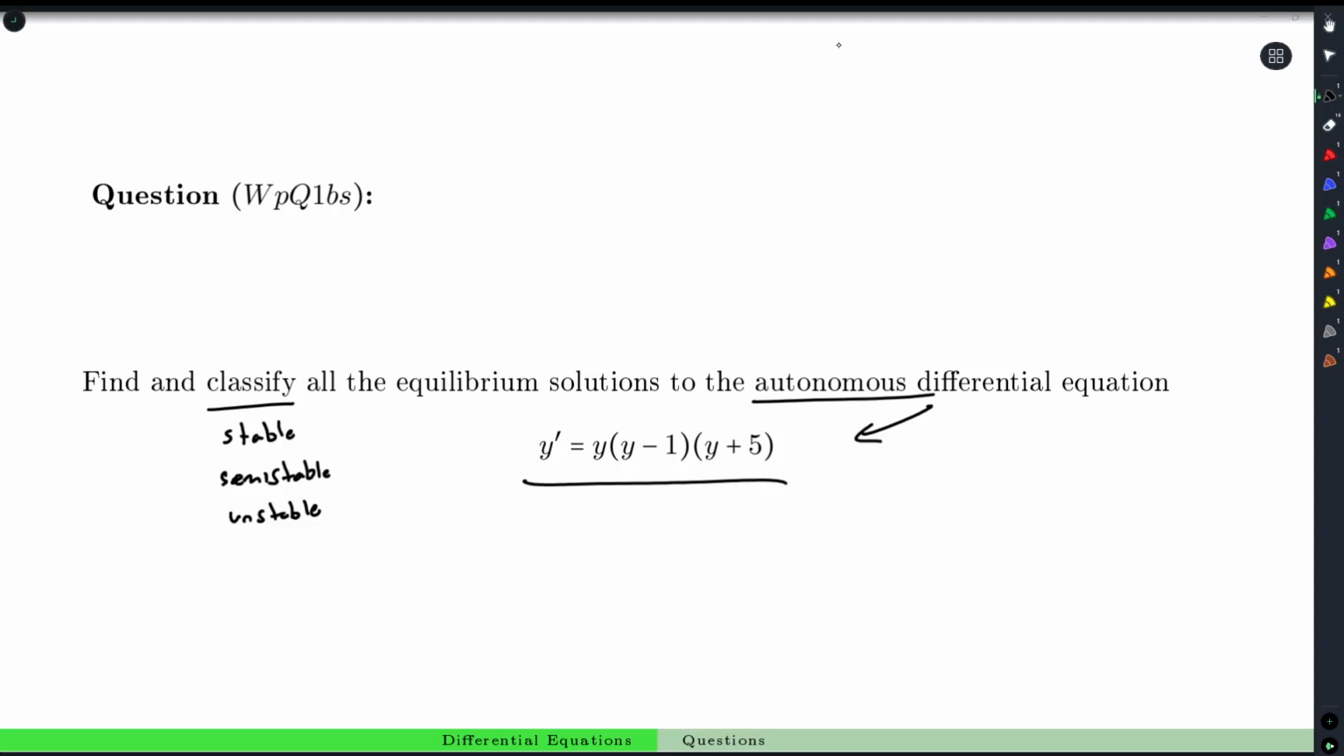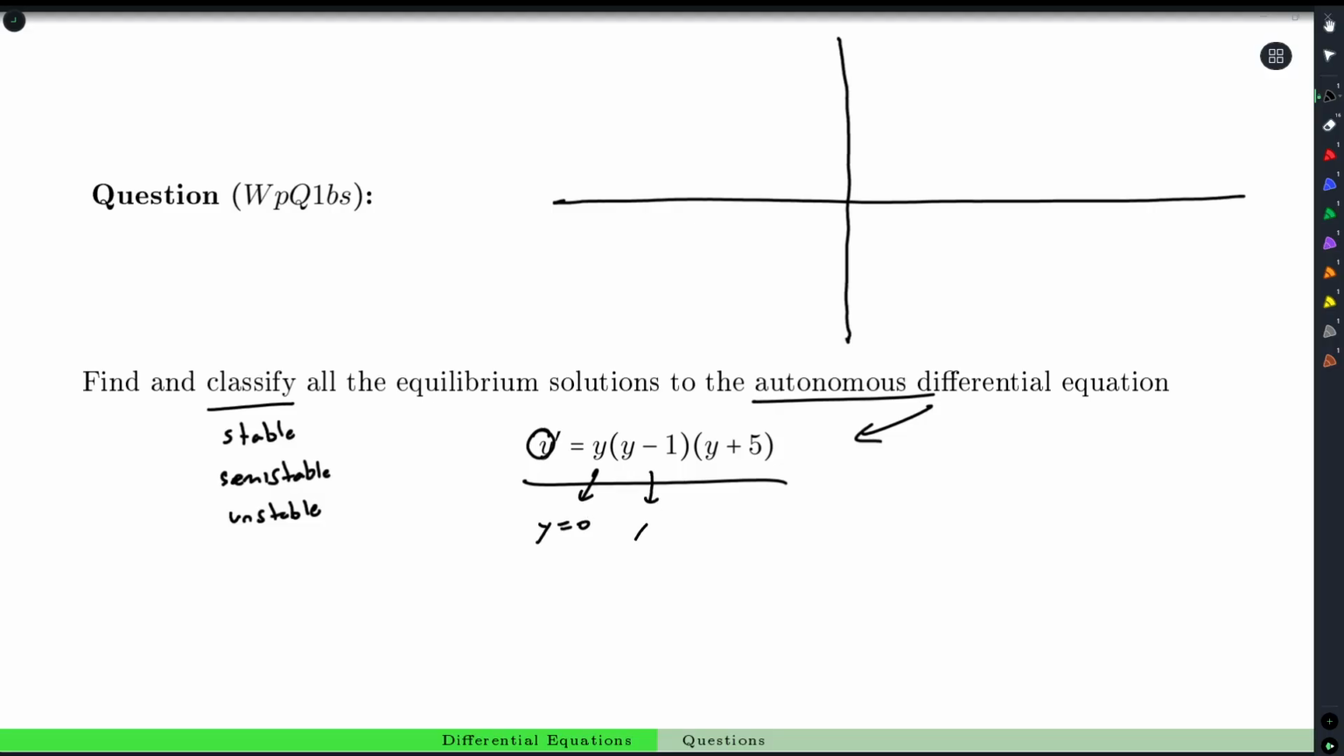So I think we could probably just get away with doing it up here. We don't need a separate sheet of paper for this. Okay, so first we need to find the equilibrium solutions. That's not that bad. When is the derivative equal to 0? So we just put 0 in there, and then we say, well, what y values make this true? And we can pretty quickly see, okay, y is 0, y is 1, and y is -5. So we'll just sort of plot them here, -5, 0 here, and then 1 here.